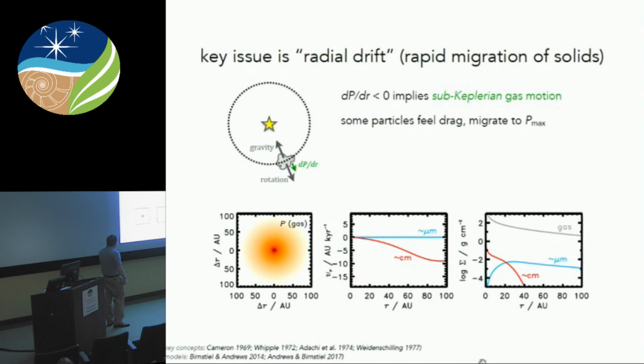That little bit of pressure gradient contributes some force, and that means the gas is not moving in perfect Keplerian rotation. The deviation is small, on the order of 1%, but it's not negligible. At some point, particles are large enough that they start to decouple from the gas, and then they feel that velocity differential. They feel a drag force from it. The drag force saps their angular momentum, and they spiral towards the pressure maximum, which in this case is the inner edge of the disk. So that's just sort of a generic feature.